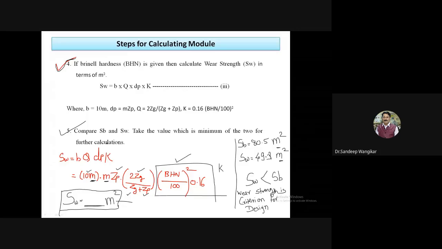This is just an example I have given. After calculation of SW and SB, the next point is that we can calculate the module based on SW, or we can calculate the module based on SB. So which do we have to take? We have to take the minimum. If we calculate for SW, definitely it can tolerate the conditions for SB also. So whichever is minimum we have to take. Just sample values I have given. From this you can clearly see that wear strength is the criterion, based on SW being lesser than SB, as we have gone for comparison. Then I have written here wear strength is the criterion for design. In this way, we have to decide a criterion for design, and here wear strength is the criterion.